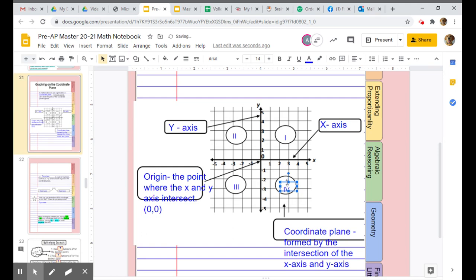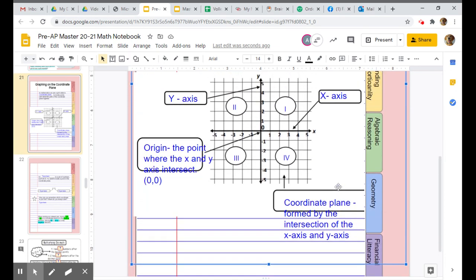So these are super duper important because I may ask you where a point is, and I may say, what quadrant is this point in? So you need to tell me, look in quadrant 1, or look in quadrant 2, or look in quadrant 3, or look in quadrant 4. You need to be able to tell me where to look. Okay?